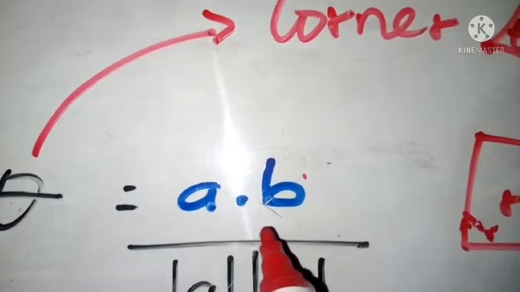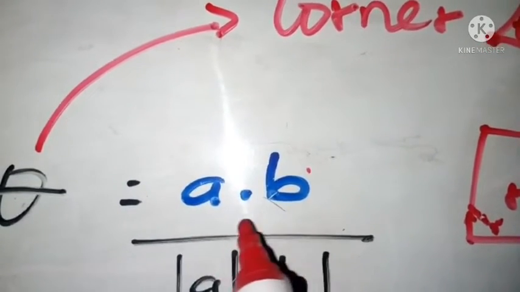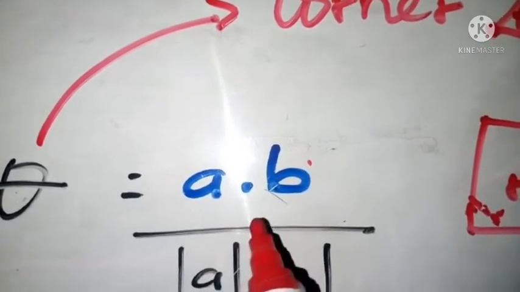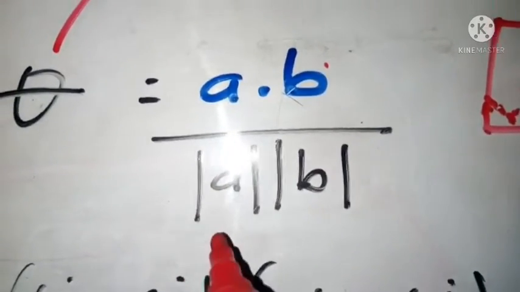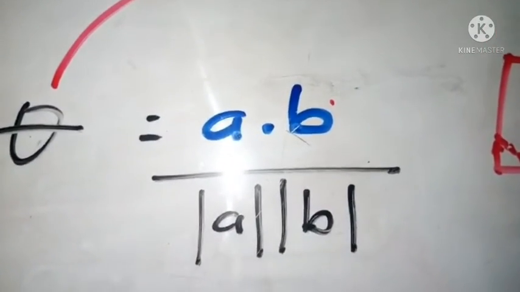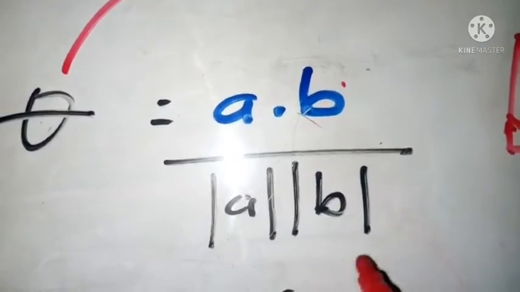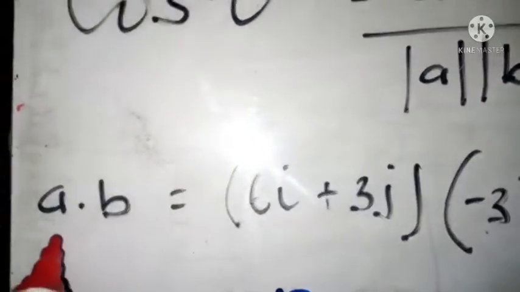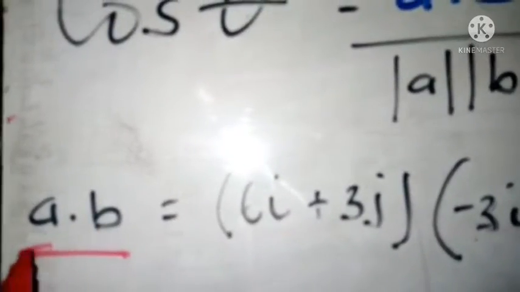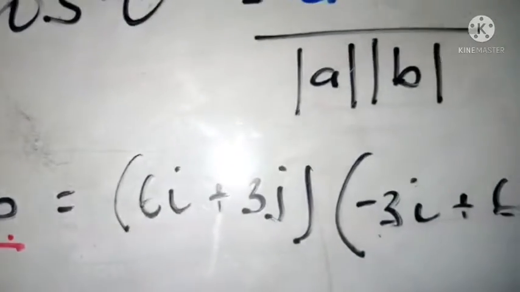So this means multiplication. The dot between the two means that we should multiply these two, and here it says that we should take the distance between you and your friend. So this is your distance, this is your friend's distance. Now first of all, let's find the multiplication between the two of you. So a dot b. How do you multiply?